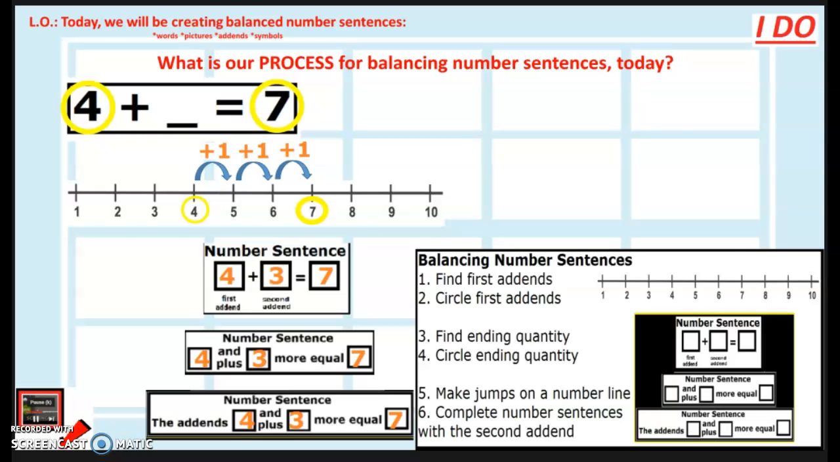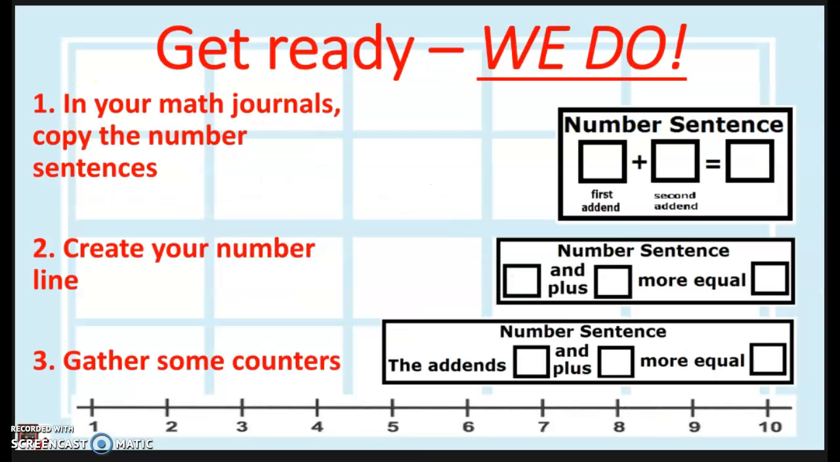Just like that, class. Let's get one more done, okay? Before we start, get out your math journals. In your math journals, copy these number sentences down, create a number line, and then gather some counters if you need them. Pause the video and get that done. Unpause when you're ready.